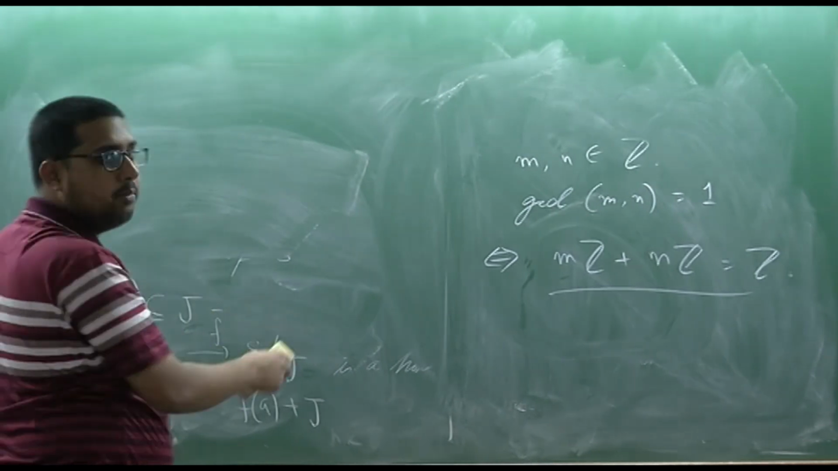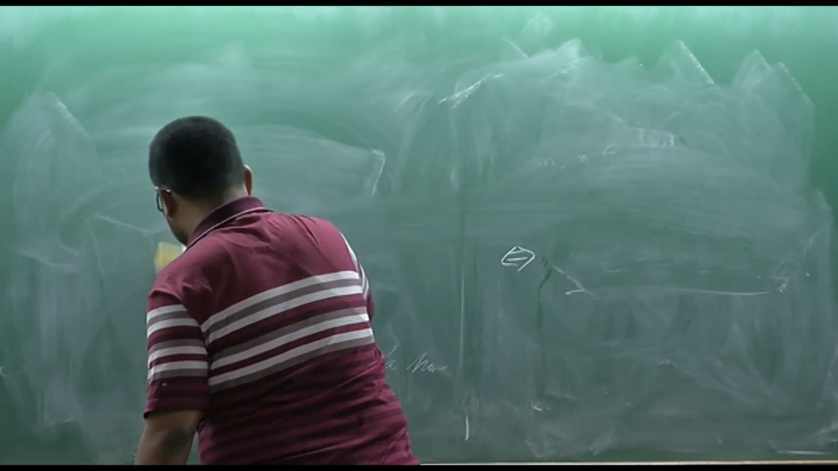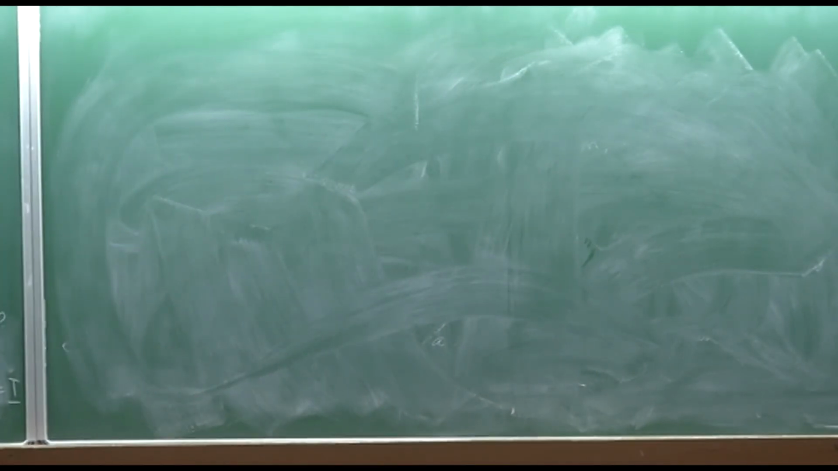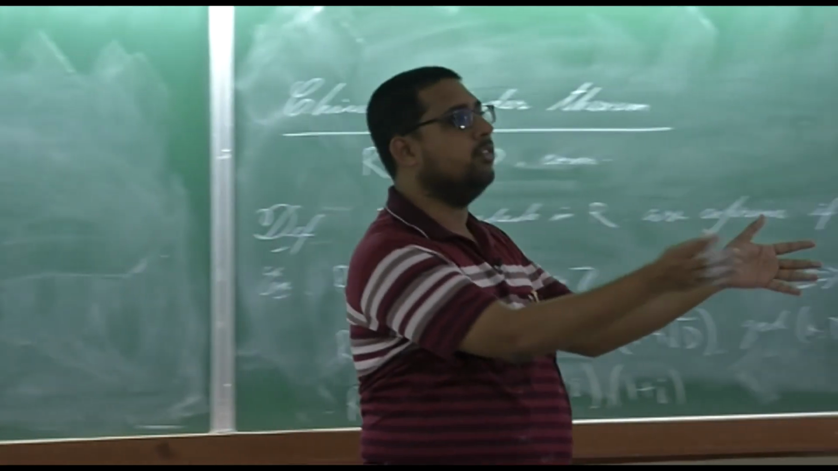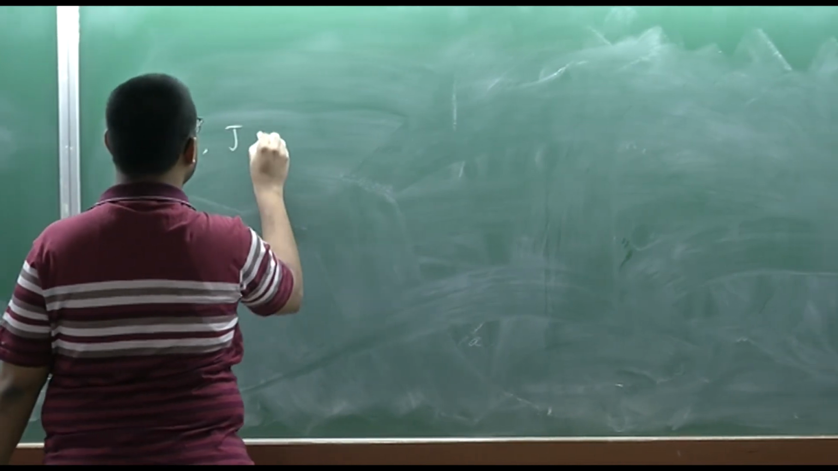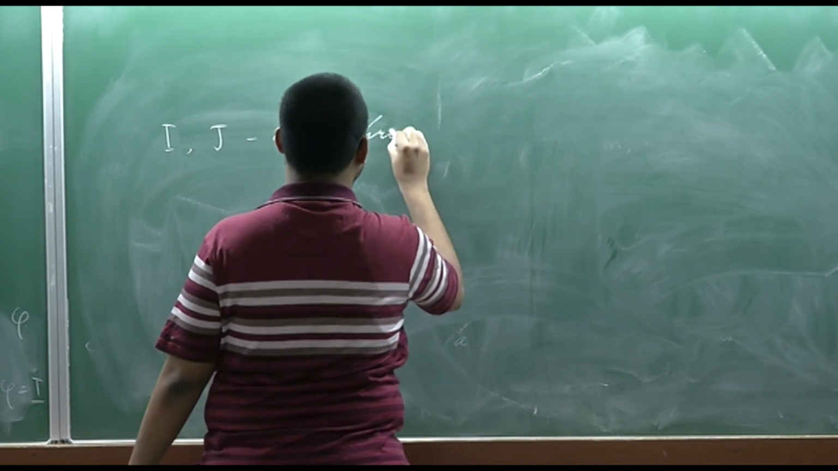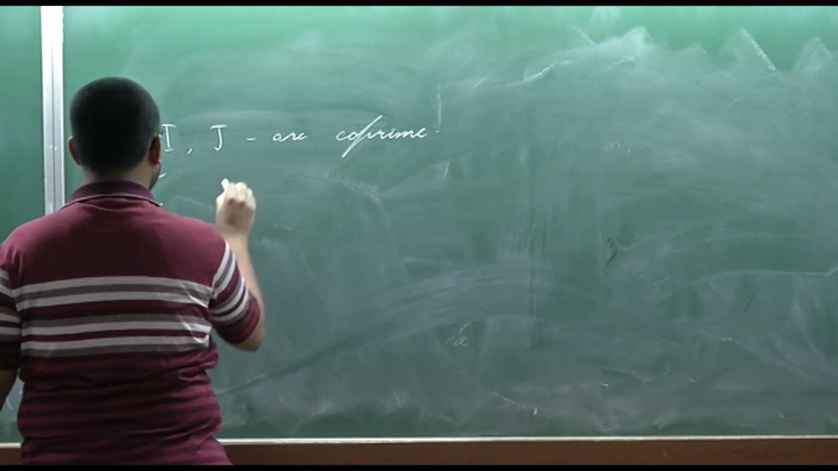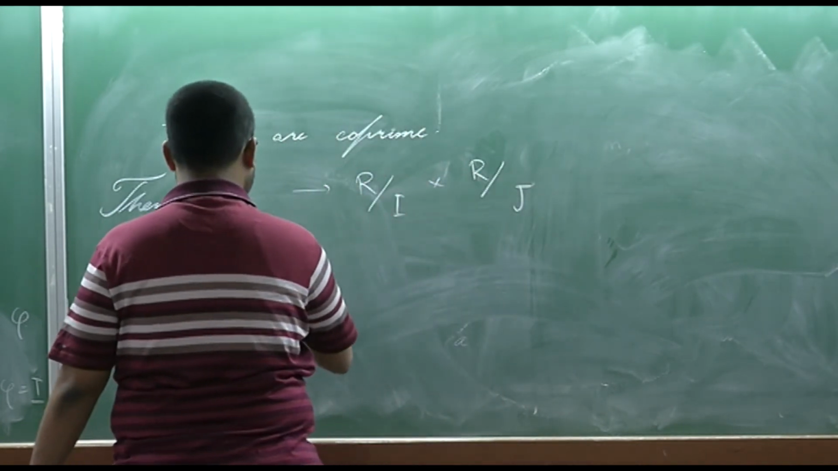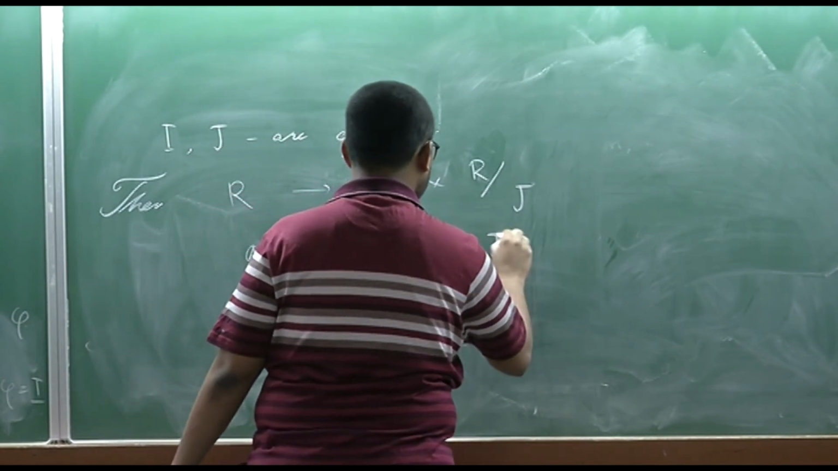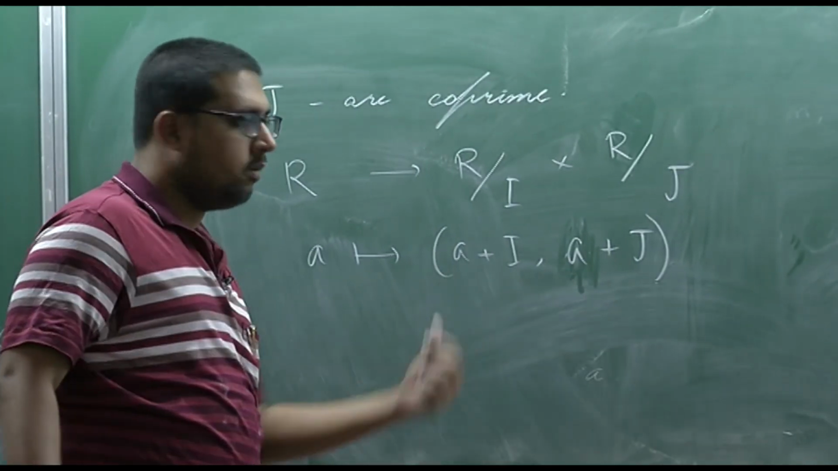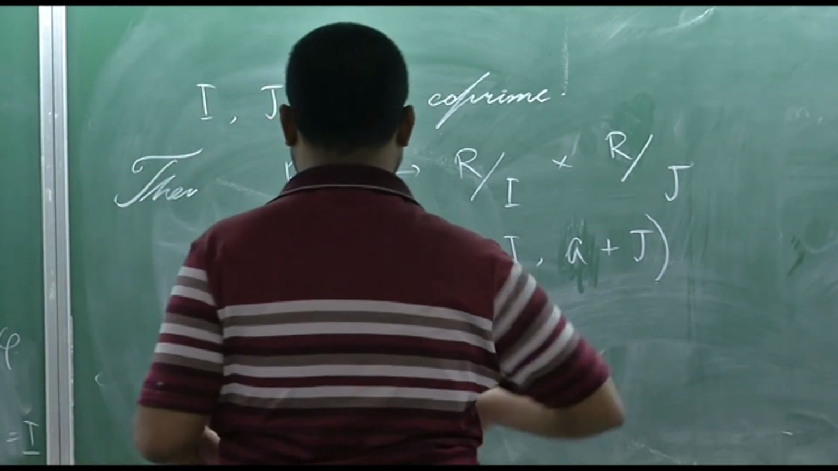Now let me talk about the Chinese remainder theorem. With that, I will just state it. Right now let me state it for only two ideals, but in the next class we will talk about the Chinese remainder theorem for any general finite class of ideals which are pairwise coprime. So suppose I and J are coprime, then consider the homomorphism from R to R/I cross R/J, sending each a to (a plus I, a plus J). It is easy to see that this map is a homomorphism, because component wise we have things properly. And what is the kernel of this homomorphism?